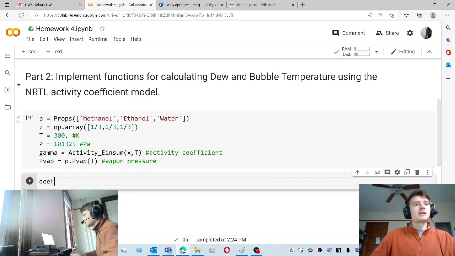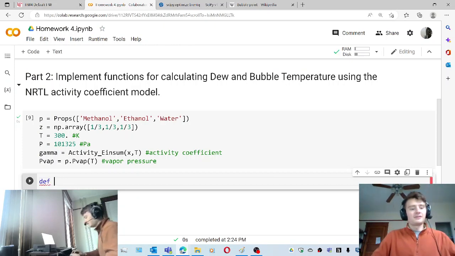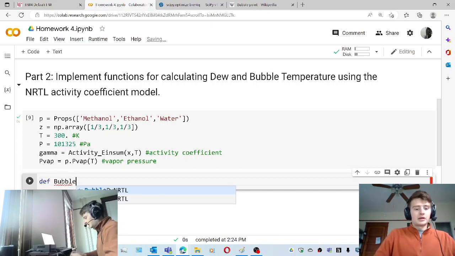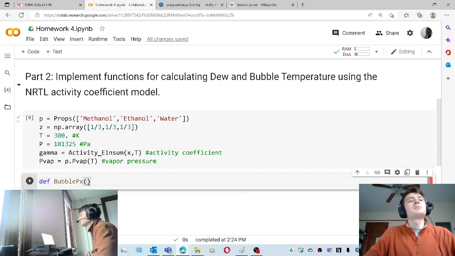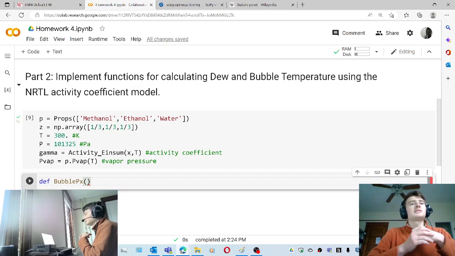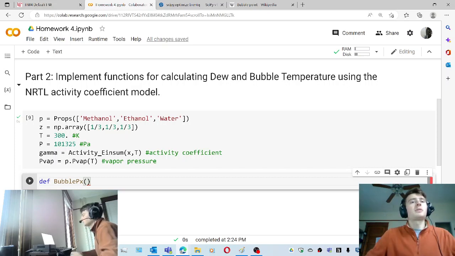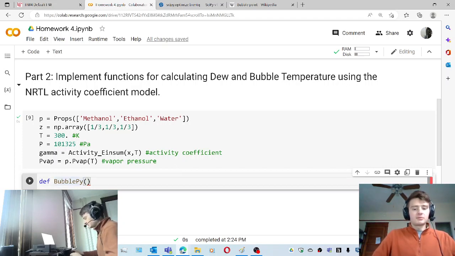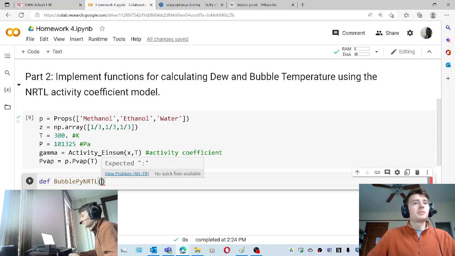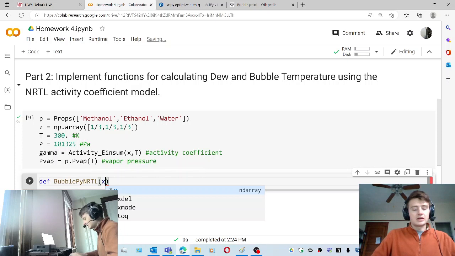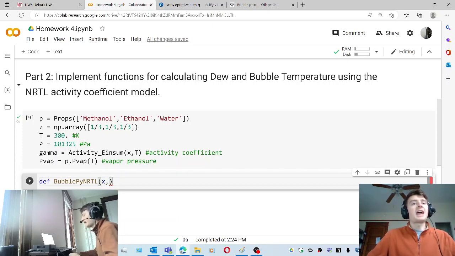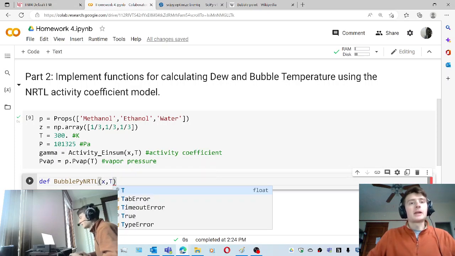So I'll go ahead and define the function, maybe bubble_py, a function that returns to me the bubble pressure and the composition of the gas phase. And then I will also make a note that this is being done using the NRTL activity coefficient. And then what do I need to specify? Well, in order to get the pressure, I need to specify a temperature, and I also need to specify the component fractions. So that would be x and T, right?